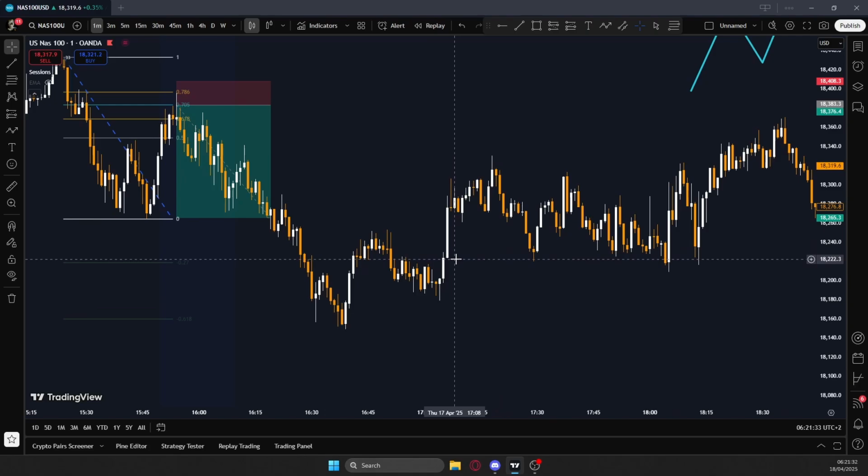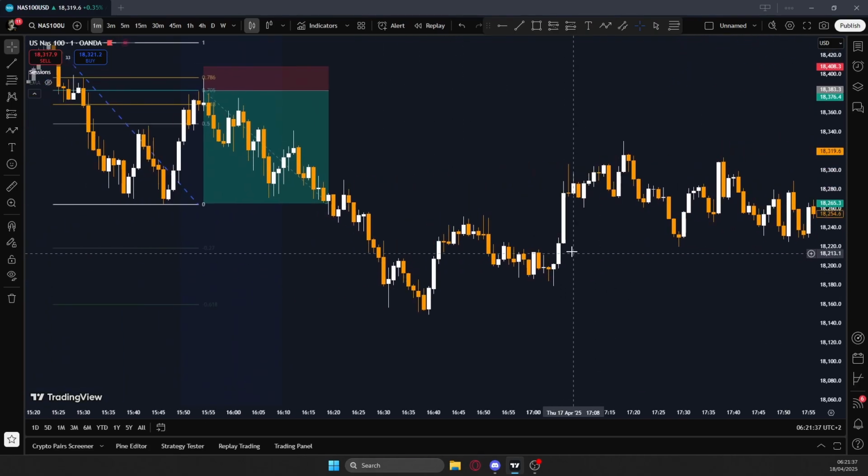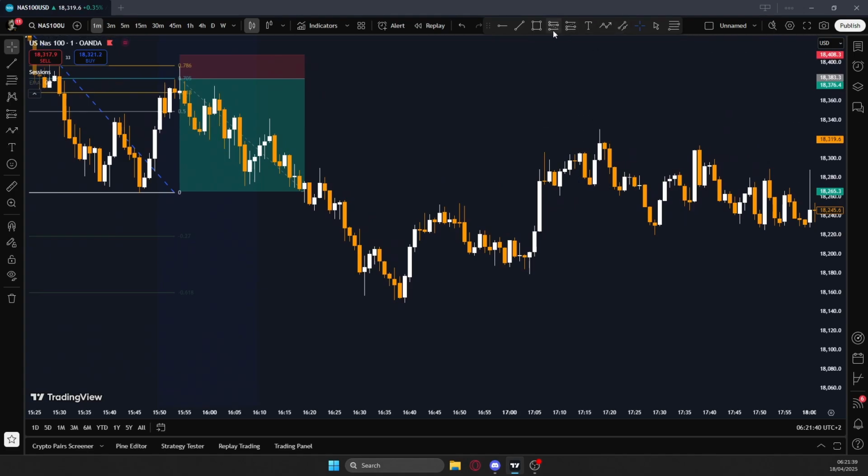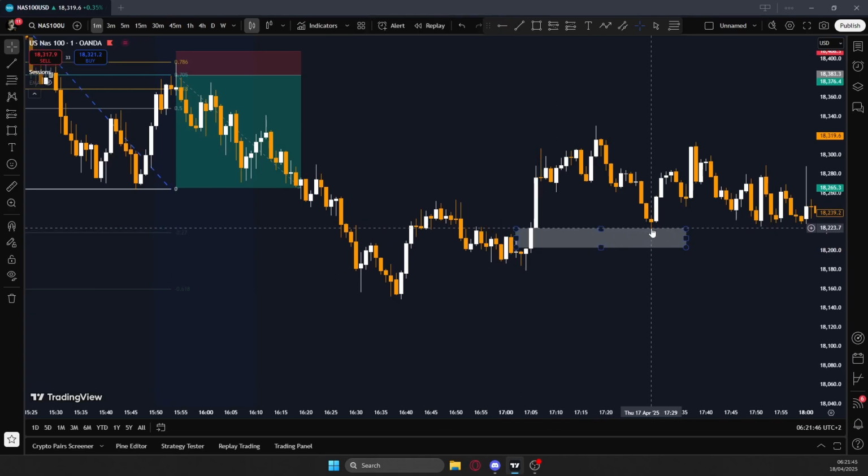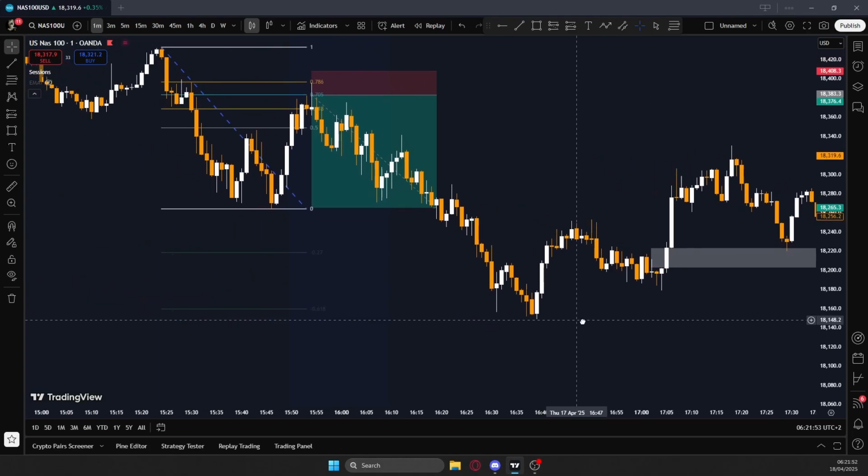Now, in most cases, the best setups are going to be where you have something similar to this here, where we actually have a fair value gap mixed in with our OTE zone. So you see here, we have a fair value gap, and the OTE actually happens to go into that fair value gap. This is going to be a really nice high quality setup.